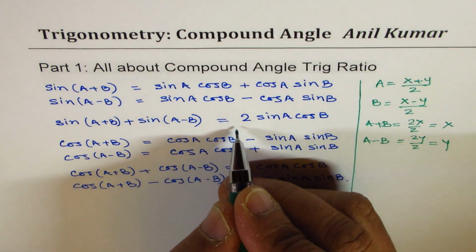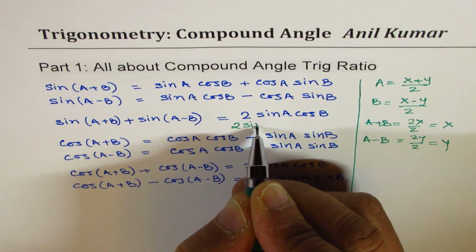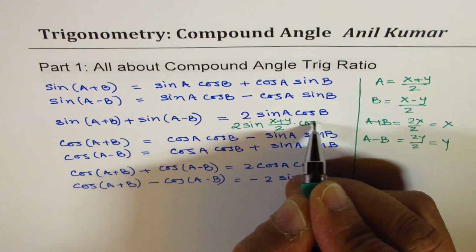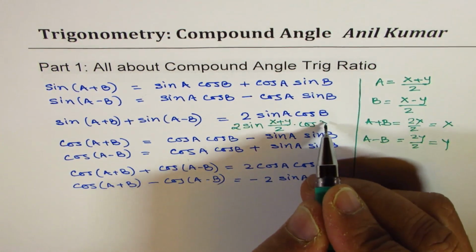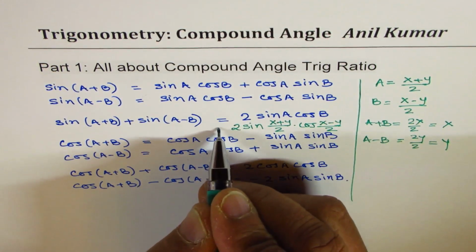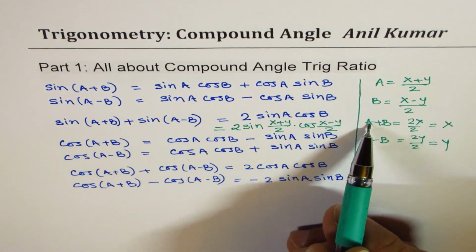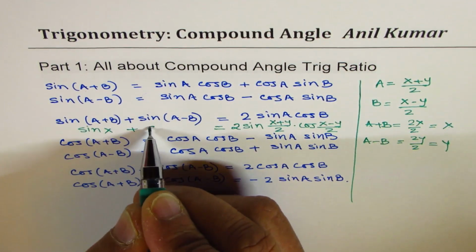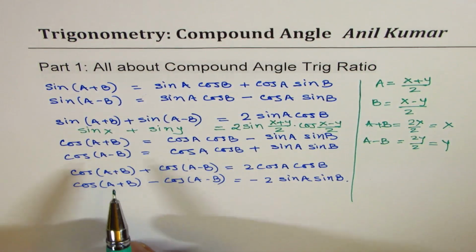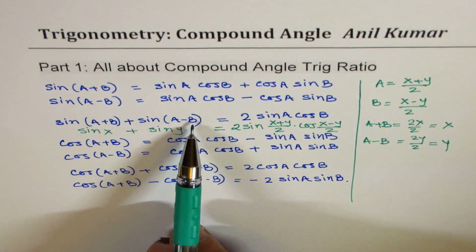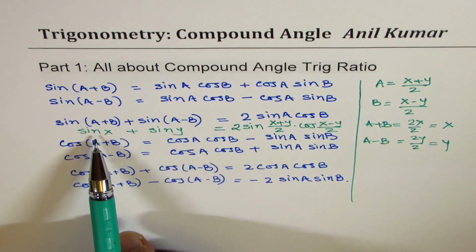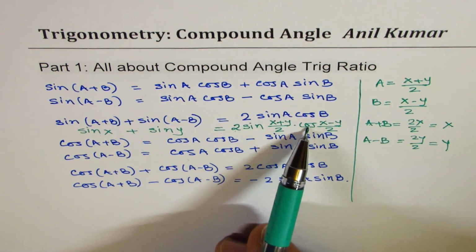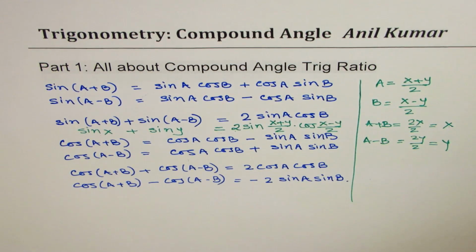So what I'm trying to say here is, if I make a substitution here, replacing A with x plus y over 2, I get 2 times sine x plus y over 2 times cos B, which is x minus y over 2, is equal to, and what is A plus B? A plus B is x. I could write this as sine x plus sine y. Do you see that? So immediately from this particular formula, we have converted into an equation which is sine x plus sine y equals twice sine x plus y by 2 cos x minus y by 2. You get an idea, right?